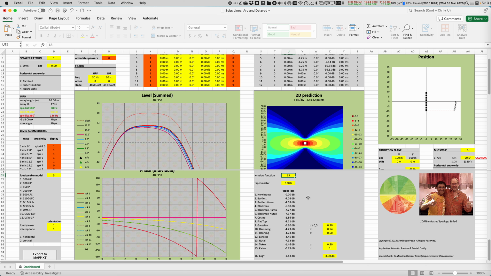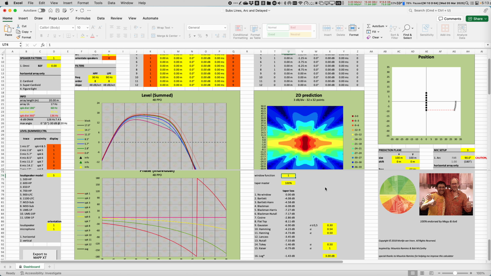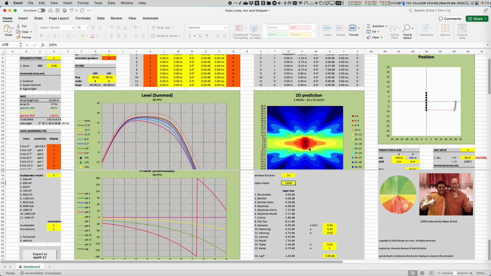Okay, so let me do 14, that is the Tukey. In the Tukey, you can see the side lobes, but the attenuation to the sides is less dramatic, and you can see the drop of power is only 1.46. If we compare no window function versus Tukey, you can see that the side lobes are being attenuated, that is, being shrunk.